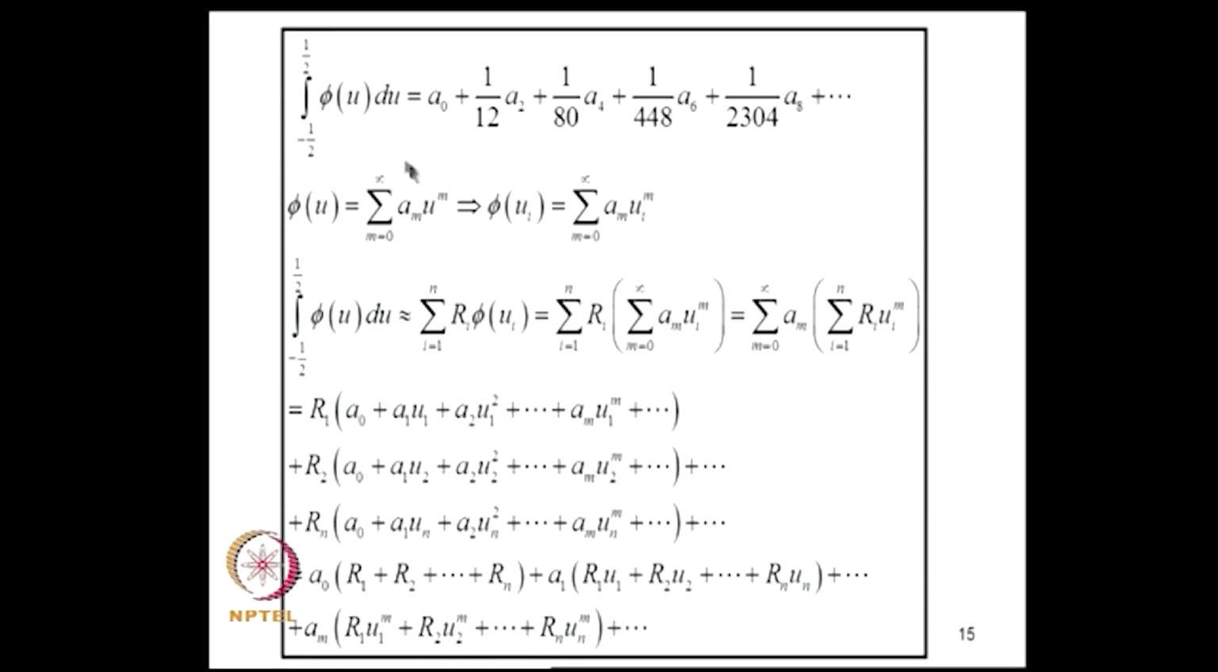Now, we have this power series representation for phi of u. If I evaluate phi of u at ui, this will be the representation. Therefore, I will substitute this into the representation that we are using. So, the integral of phi of u du is approximately this, which is our proposition, and for phi of ui I will write this expansion. I get a representation, I will interchange the order of summation and get a summation representation like this. So, in longhand, if you expand this, R1 into an infinite number of terms, R2 into an infinite number of terms, and so on and so forth.